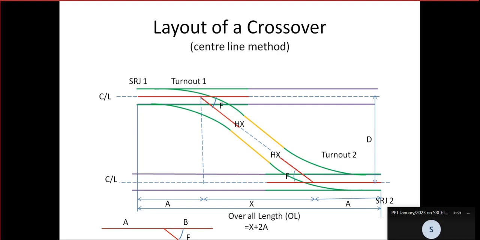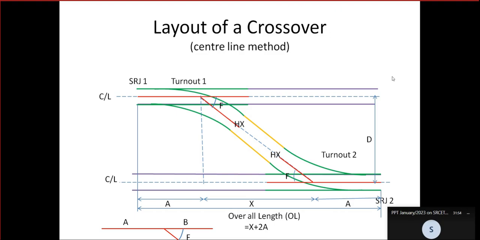Okay, we will come to the crossover. Just for a sample, to show how it is calculated, let us take a crossover. There are two parallel lines. We have to introduce a crossover. How to calculate the overall length? The overall length was already discussed. It is a must, for fixing the relative position of the two turnouts. How to find out the overall length?